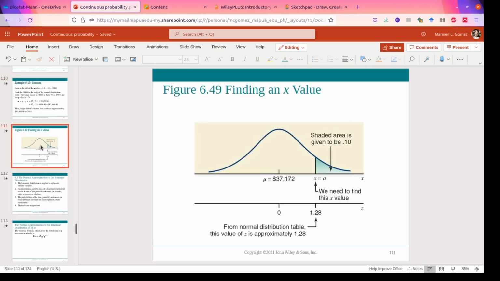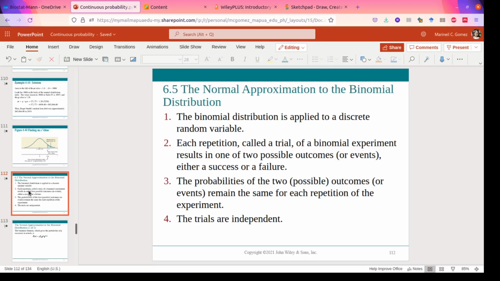Okay, so that's it for this part of the lecture. In the next part, we will discuss normal approximation when we apply it to the binomial distribution.